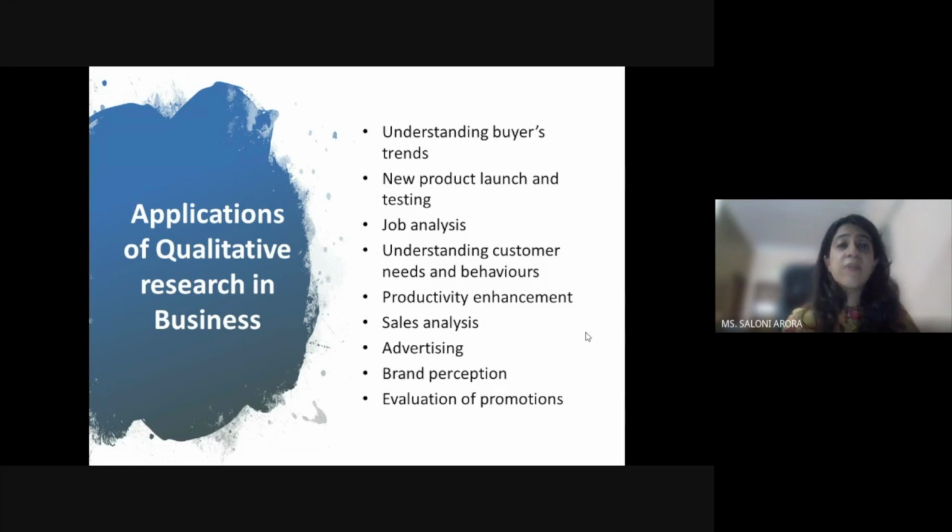Advertisement today is a very, very powerful tool of promotion, and the right implementation, the right understanding of the needs of your target audience will definitely give you a boost in your sales.